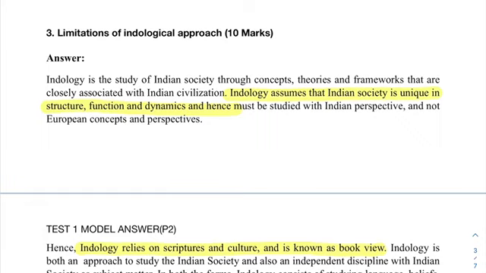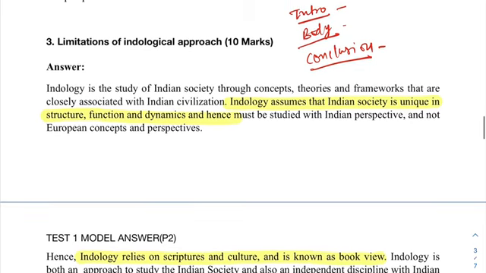So before writing an answer, what we have to do? We have to do a rough work. In rough work, we must divide our answer into three parts. First, we have to write introduction. Then we have to write body, and in the last we have to provide conclusion. Conclusion is must in all answers. So in introduction, in these type of questions, we can simply provide a definition. So here we can provide a definition of Indology in our introduction.